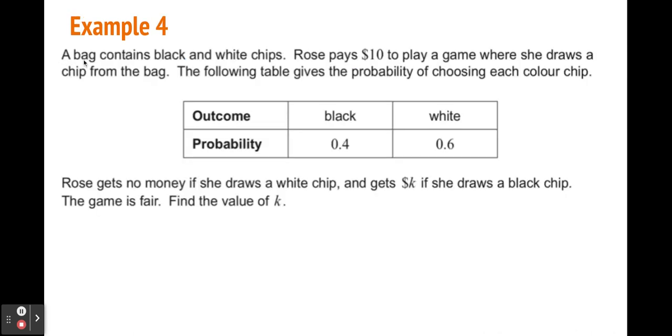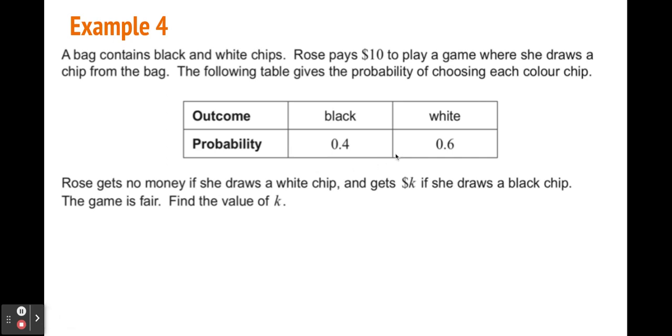Next example. A bag contains black and white chips. Rose pays $10 to play a game where she draws a chip from the bag. The following table gives the probability of choosing each color. So we have our 2 probabilities that add up to 1. Great. Rose gets no money if she draws a white chip, and she gets K amount of money if she draws a black chip. This game is fair. Find the value of K.